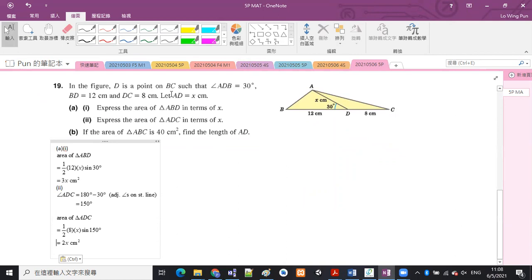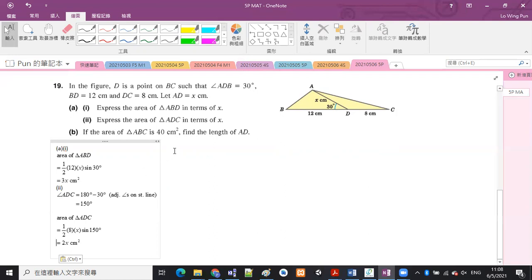Can you follow? Good. And then part B, if the area of triangle ABC is 40 cm squared, find the length of AD. And the length of AD is actually x cm. So you are asked to find the value of x, right? Okay. And what's given is the area of the whole triangle is 40. What we have found in part A is the area of these two triangles. Okay, so what is the relationship? It's very obvious, right? Just add the result of this with this, and then set it equal to 40, and you'll get an equation involving x.